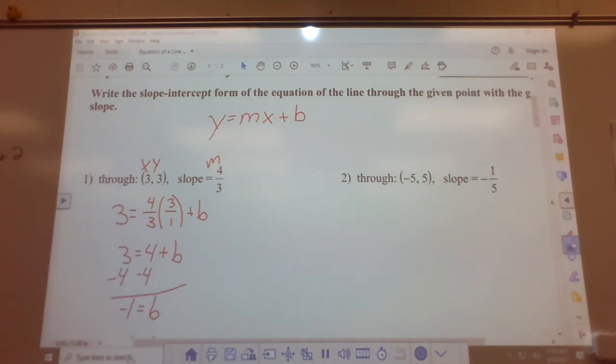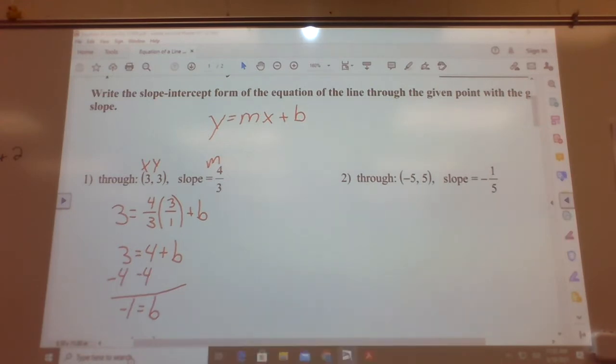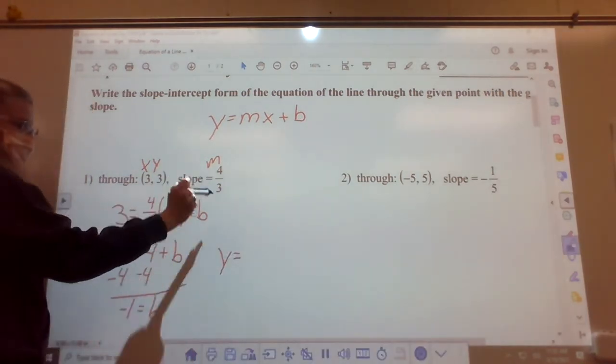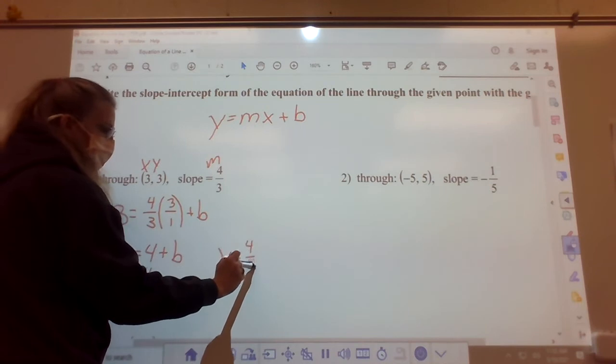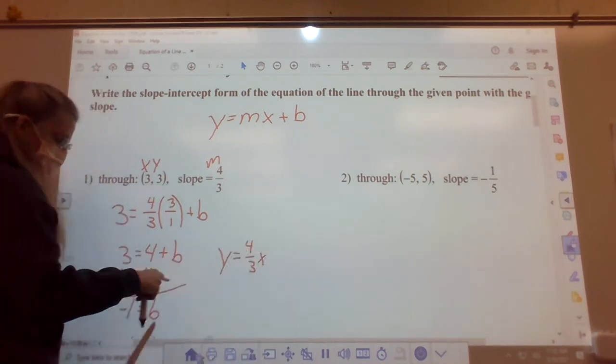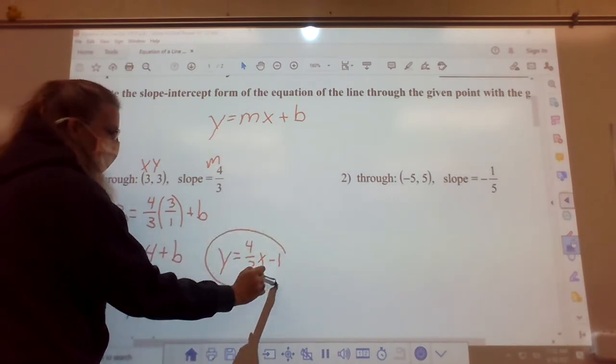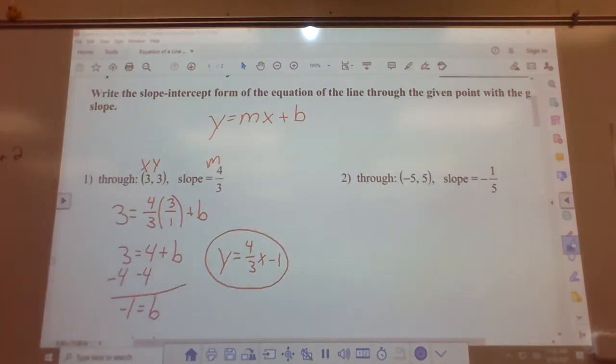Now, I'm not quite done because it says write the slope-intercept form of the equation. So now I know a b. I had already given you a slope. So my final answer then is my equation, y equals slope, which was 4/3, x, I found the b was -1, so -1. That's my final answer, is the equation.